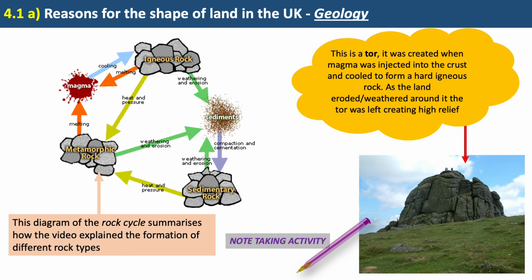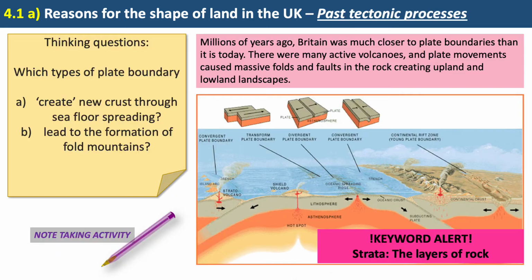Now, the next reason for the shape of the land in the UK is to do with past tectonic processes. Right, by now, for goodness sake, we've done tectonic processes to death. We should be very comfortable with the different types of plate boundary. If you're not, this is a time to relearn that information. So I've asked you a couple of questions.